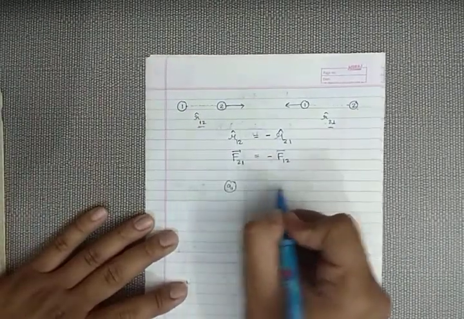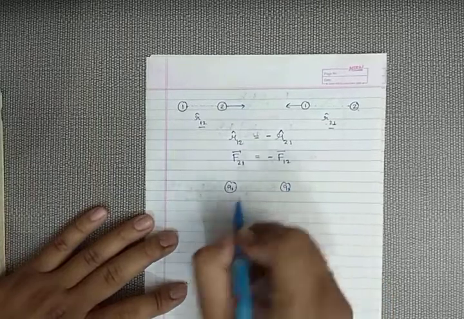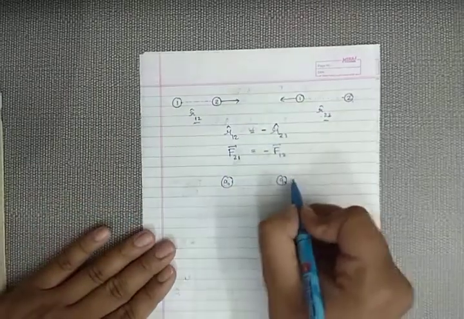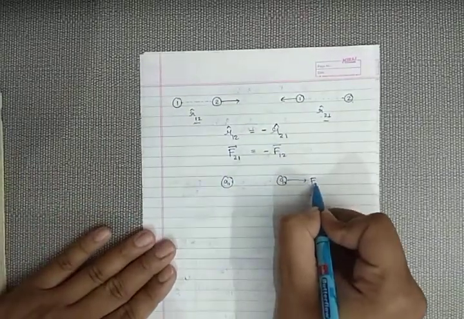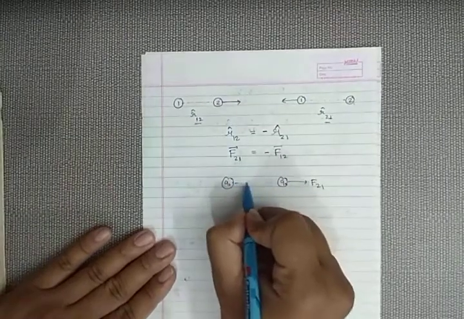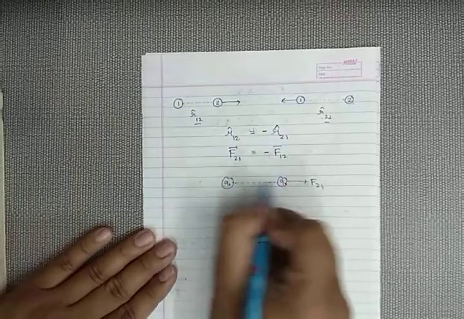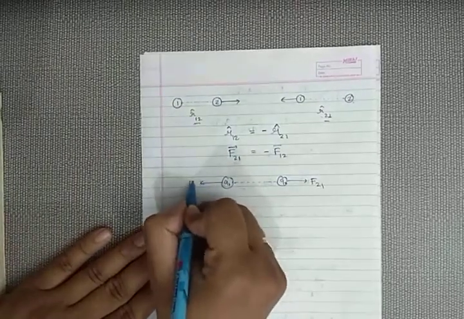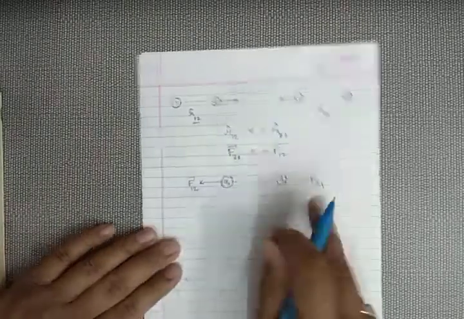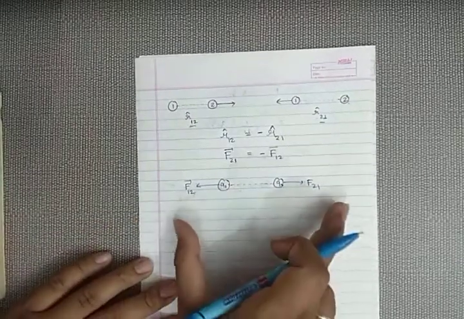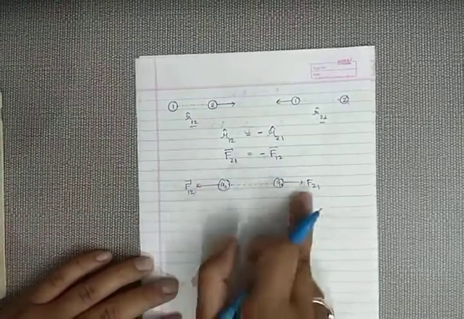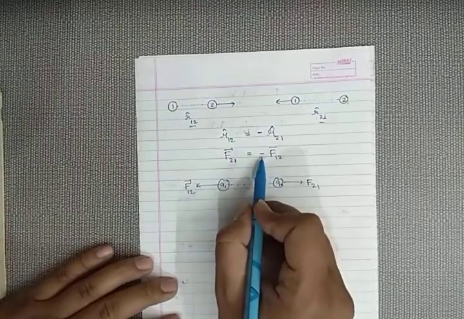This is charge Q1, this is charge Q2. If Q1 is applying force on Q2, then the same amount of force is applied by Q2 on Q1. Means both these forces are equal in magnitude but opposite in direction, so we are using here a negative sign.